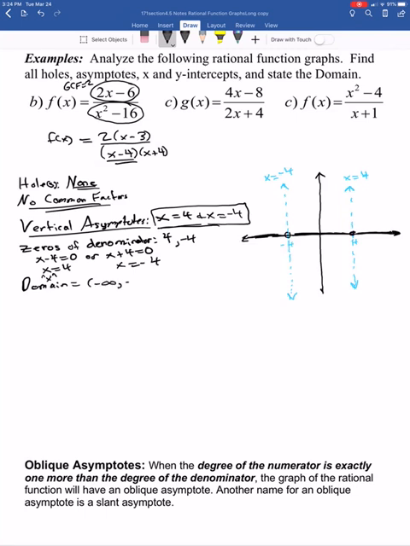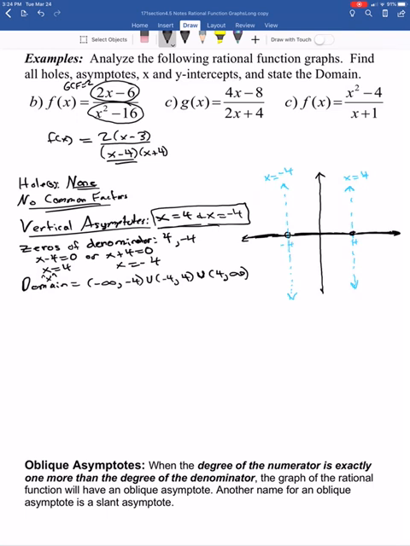So negative infinity to negative 4, that'd be an interval of domain values, all x values less than negative 4. Or all the numbers greater than negative 4 and less than 4, right, this middle area. Or all x values greater than 4, 4 to infinity. So there's a list of all the real number values of x going to make up this function graph.